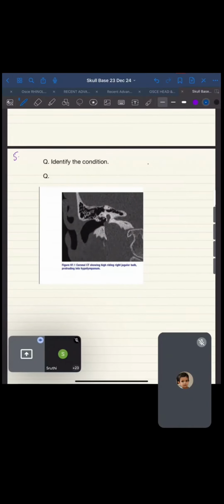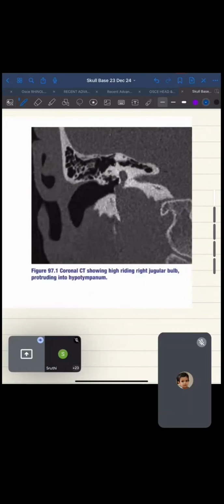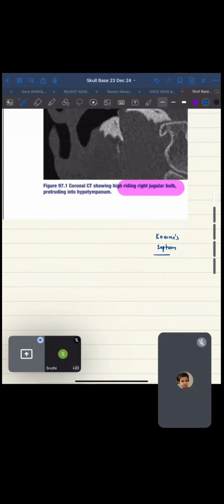They're saying to you to identify the condition over here. Okay. The image is from Scott Brown. There are 2-3 things which can come like this. Are you able to appreciate this? Answer is your high riding jugular bulb. Okay. Similarly, after this, please check once how the cochlear septum looks like. Okay, this is not the cochlear septum, but once do see the CT of the cochlear septum also.